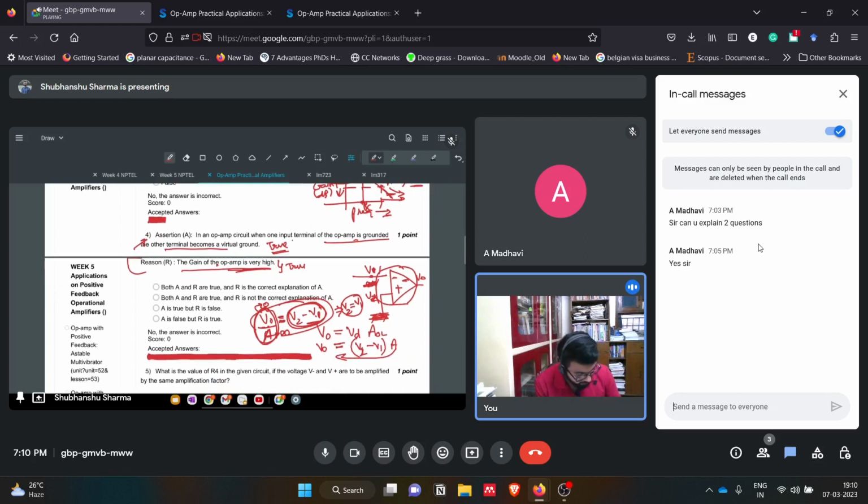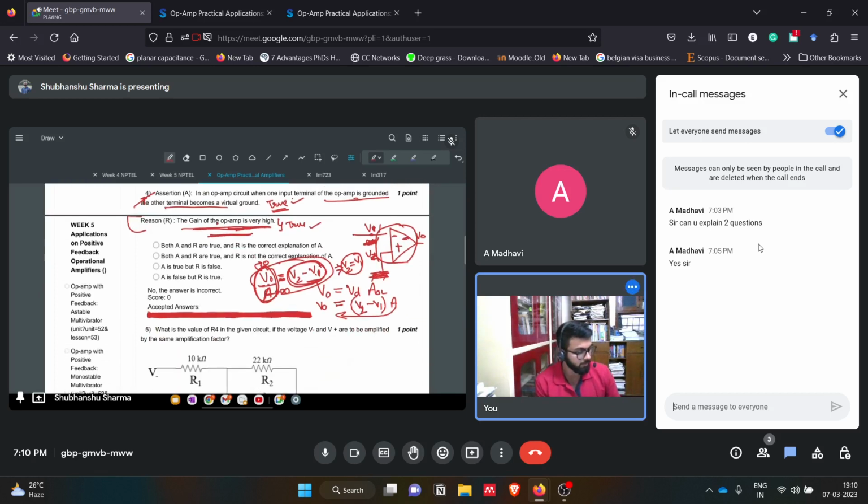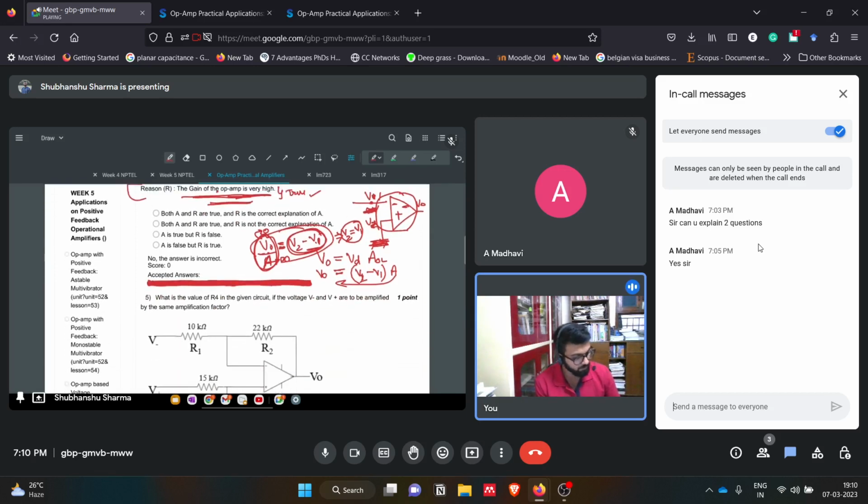So I think this question is clear. This statement is true: the gain of the op amp is very high. Yes, it is high, and it is also the right explanation for the assertion, the above statement. Fine. So that was the answer for question 4.